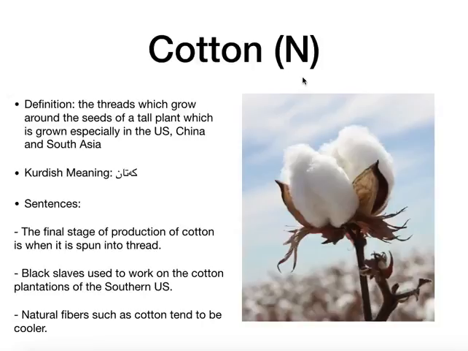Cotton is a noun and it means the threads which grow around the seeds of a tall plant, which is grown especially in the US, China, and South Asia. So this is cotton. It grows on a plant. The final stage of production of cotton is when it's spun into thread. Black slaves used to work on the cotton plantations of the southern USA.